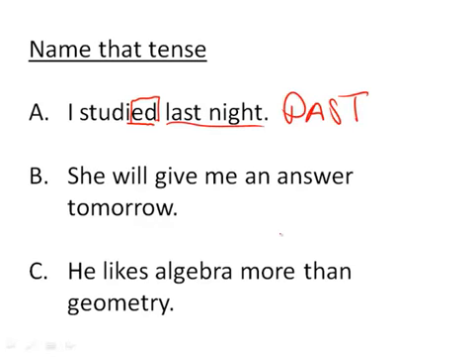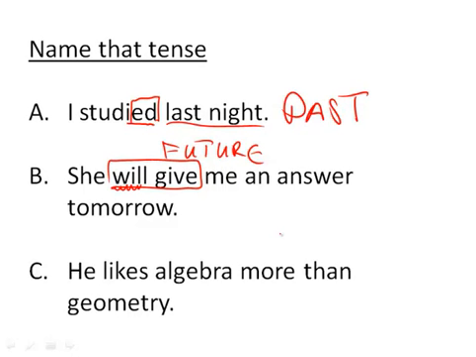What about B? She will give me an answer tomorrow. Will give. That is something that is happening, not now, but in the future. So will give is future. So there's our tense. Future verb. Notice, just like the other slide, will. Will shows it's going to happen in the future. So when you see that will, you know it is future tense.